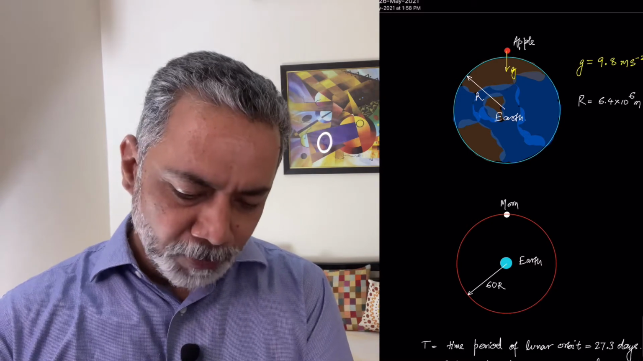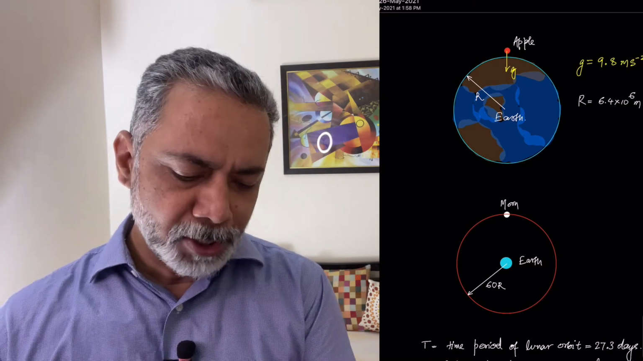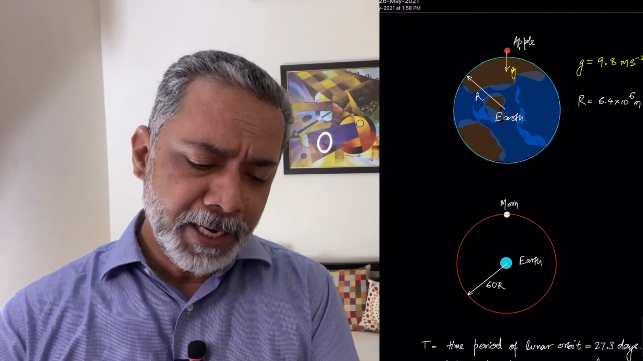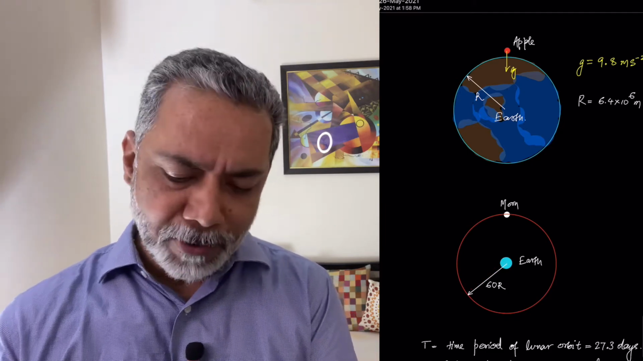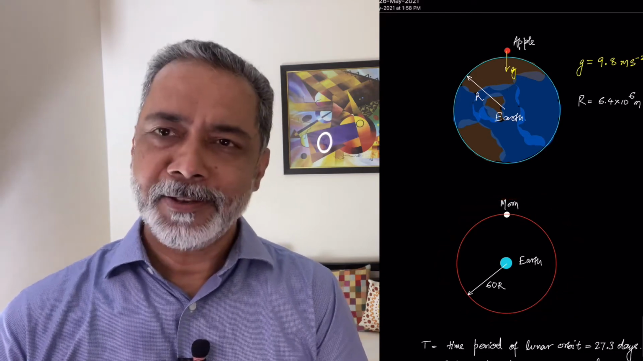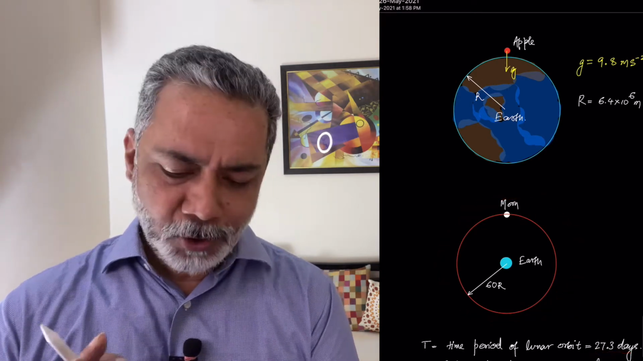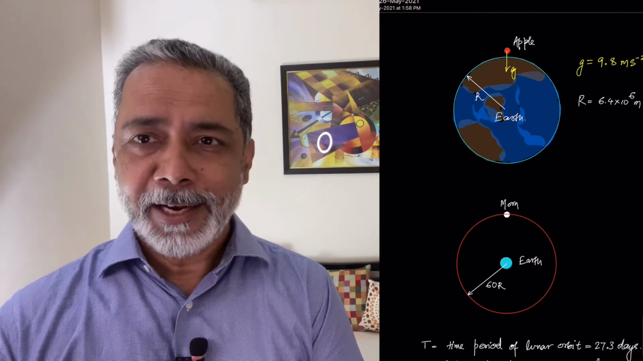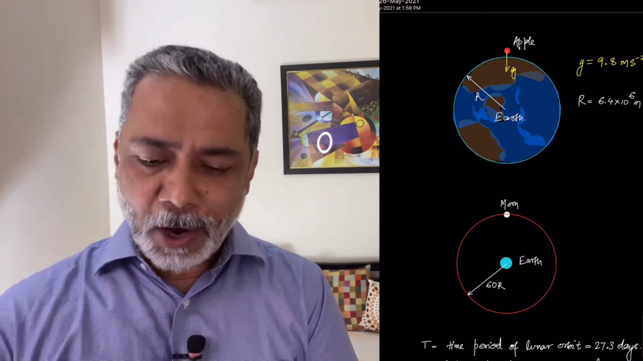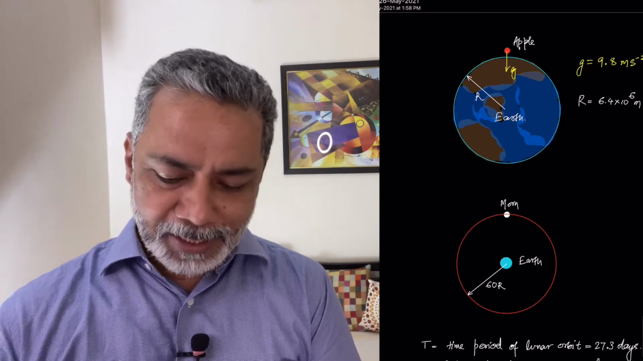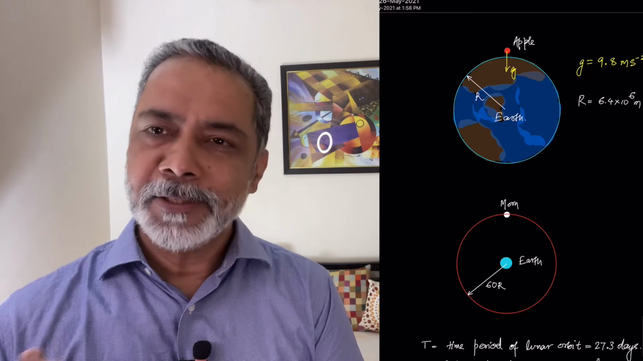This was known. Also known in Newton's time was the fact that the time period of revolution of the moon around the earth is 27.3 days. So these two bits of information were available to Newton, and what did he do with it? Now the acceleration of the apple is already known. Let's see what's the acceleration of the moon.